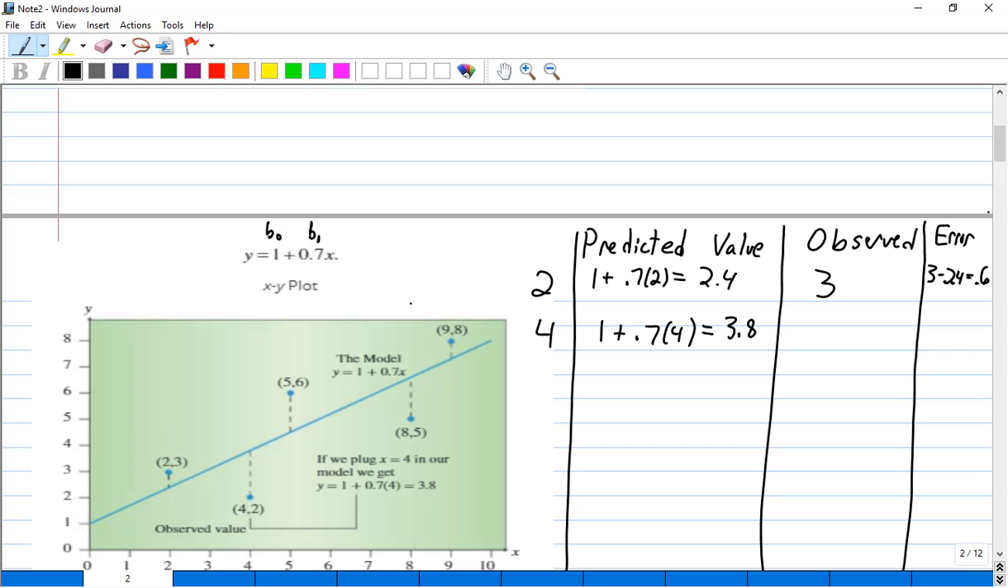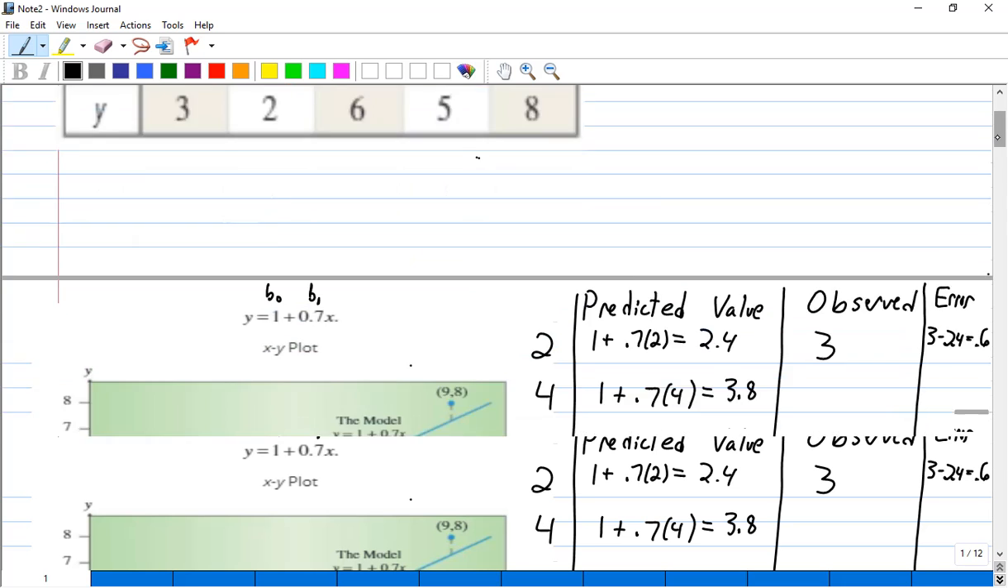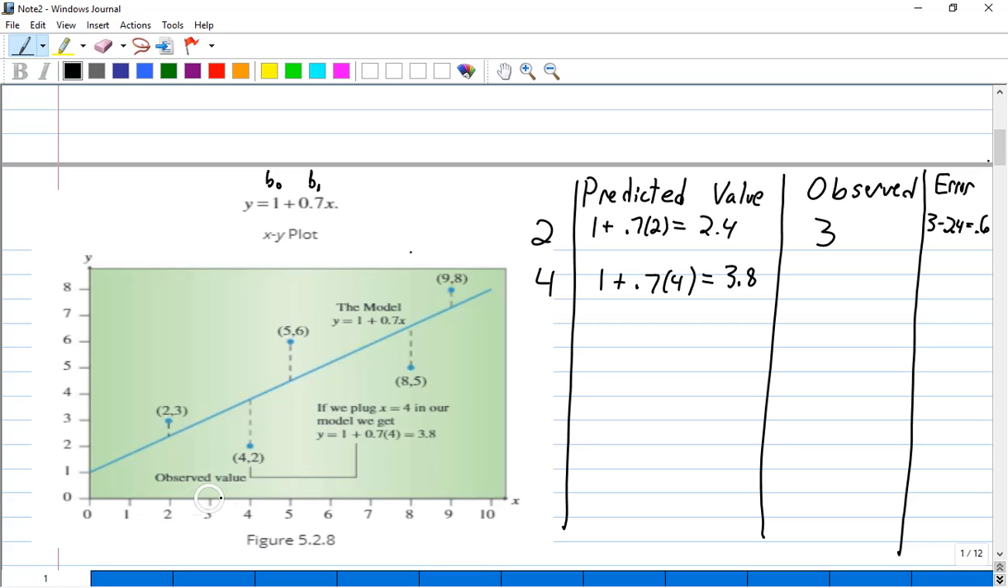Well, what's the actual value? That's called the observed value. You don't even have to have the graph to find the observed value. You can just look at the table. This says when you plug in a 4, you get out a 2. Or if you look at the graph here, when you go to x equals 4, the actual value, the observed value, is 2.